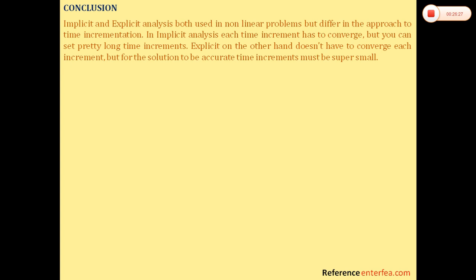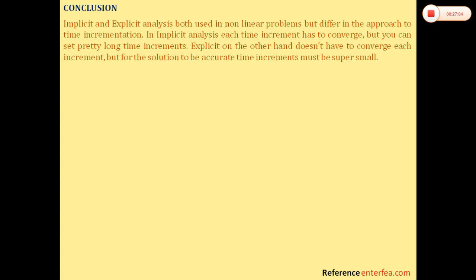So we come here to the conclusion. See, implicit and explicit analysis are both used in nonlinear problems. This is very important. We are confirmed that both are used for nonlinear time dependent problems, but differ in the approaches. Meaning both have different methodologies to solve it. In implicit analysis, each time increment has to converge, but you can set a pretty long time increment, whereas explicit, on the other hand, does not have convergence in each increment, but for the solution to be accurate, the time increment must be super small.